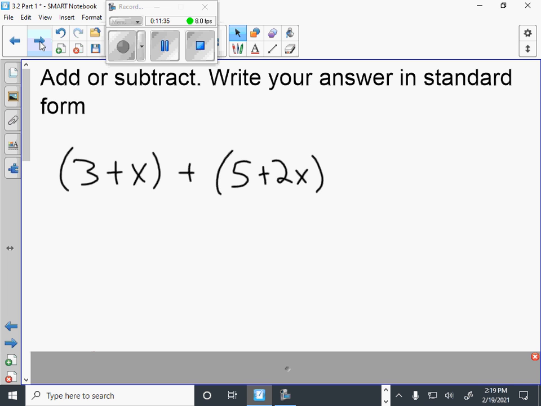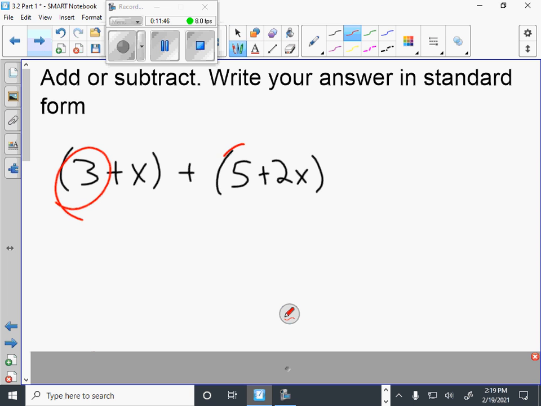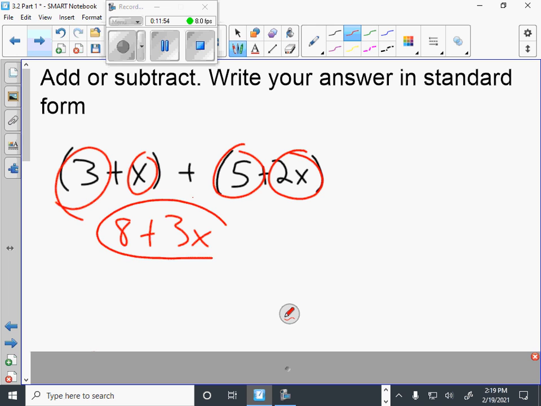There's no exponents. There's no multiplication or division. So we're just going to add these. Add your like terms. We have 3 and 5. So 3 plus 5 is 8. Plus x and 2x would be 3x.